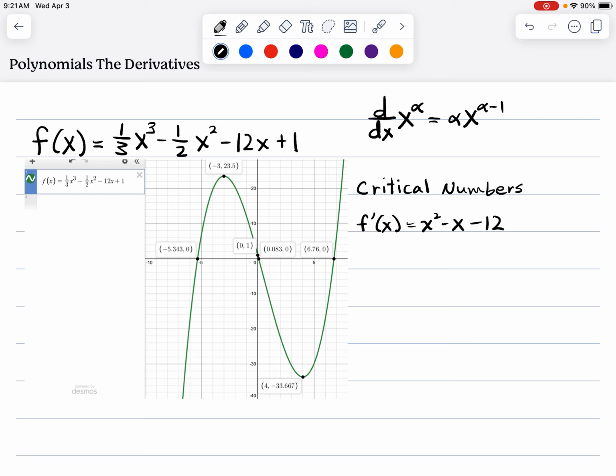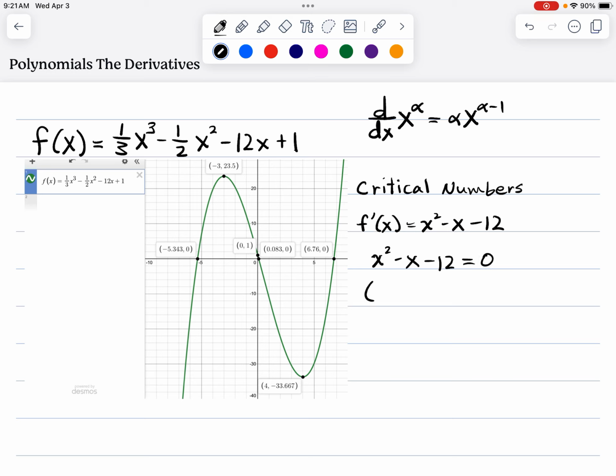Now, this is the derivative, and remember, this is a machine. You put in an x and it spits out slopes of tangents. Well, I want to know what value of x do I put in here so that it spits out a 0? In other words, so I get a tangent of 0. So I'm going to solve this. I'm going to take this x squared minus x minus 12 and set that equal to 0.